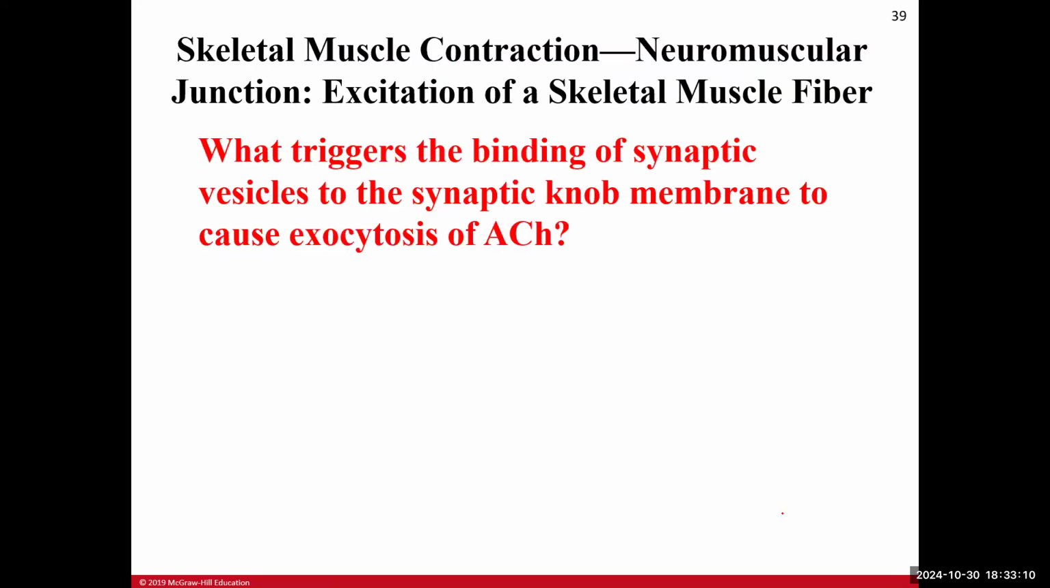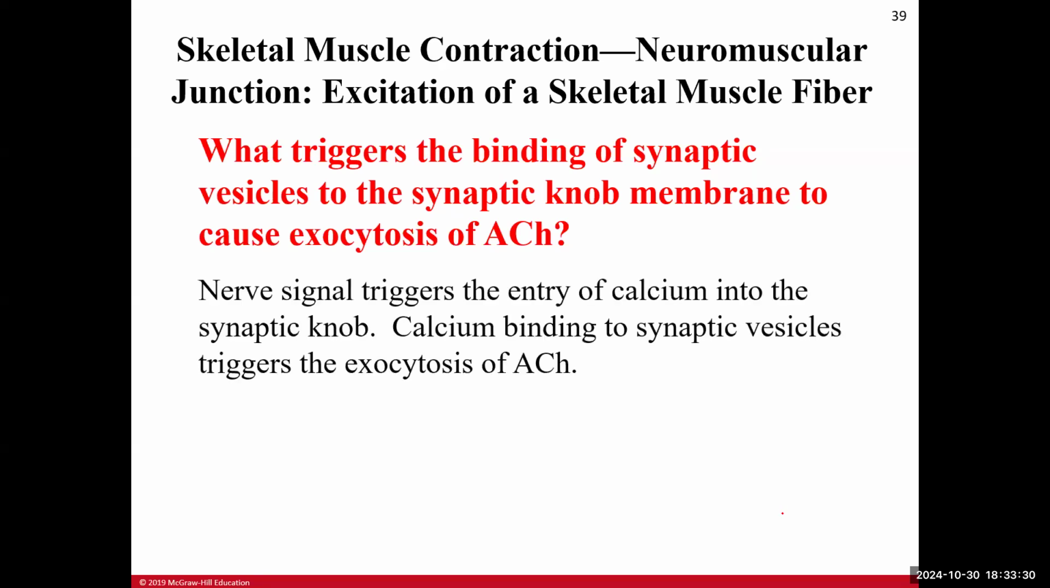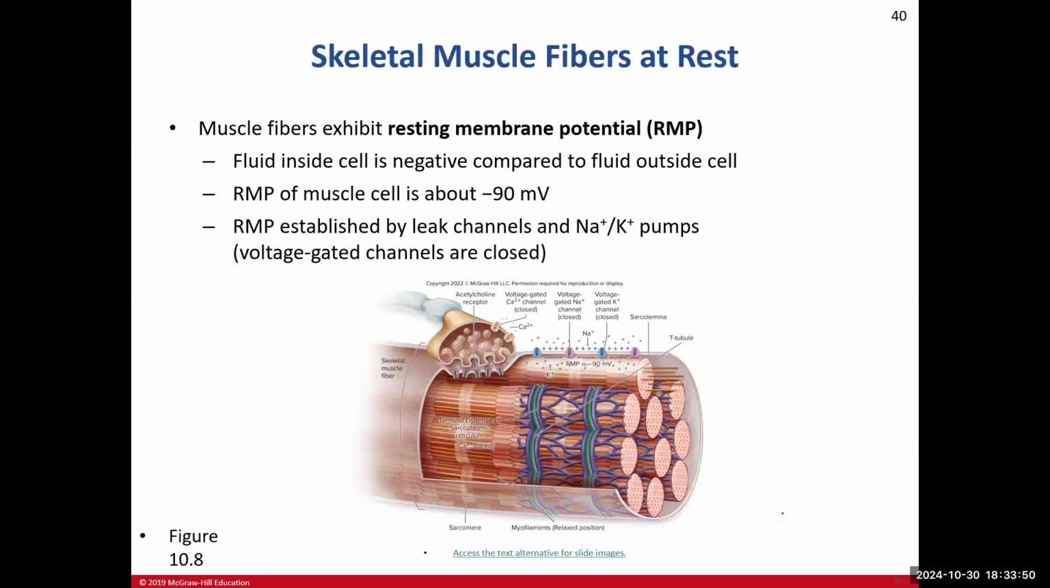Okay, so what triggers the binding of the synaptic vesicles to the synaptic knob membrane to cause exocytosis? What has to happen? What covers the synaptic vesicles? Calcium. So how does calcium get in there? Yeah, the voltage-gated calcium channels. That's exactly what we're going to see. The nerve signal or action potential comes and triggers the opening of the voltage-gated calcium channels. Calcium enters the cell, covers the synaptic vesicles, then triggers the synaptic vesicles to engage in exocytosis, releasing the acetylcholine into the synaptic cleft.